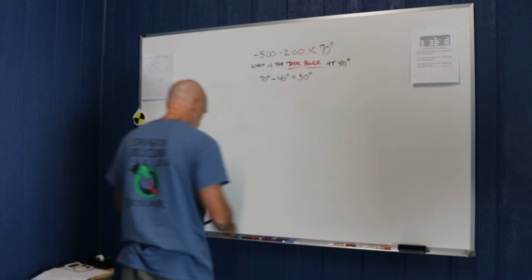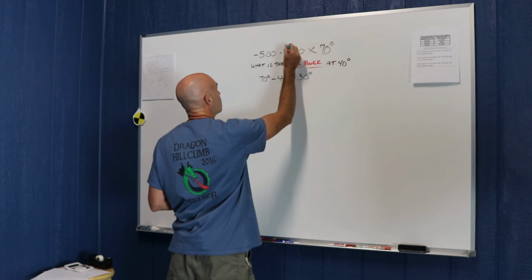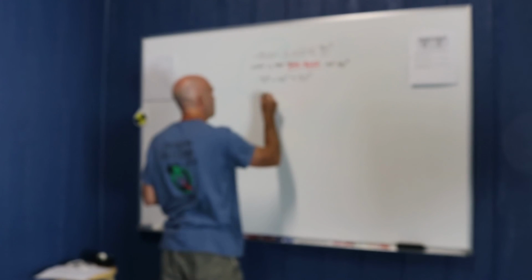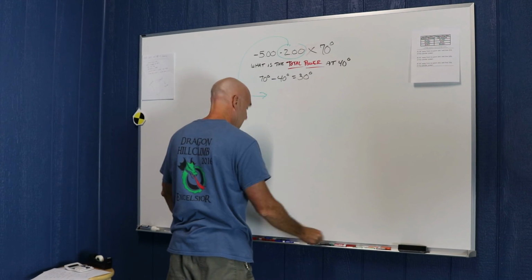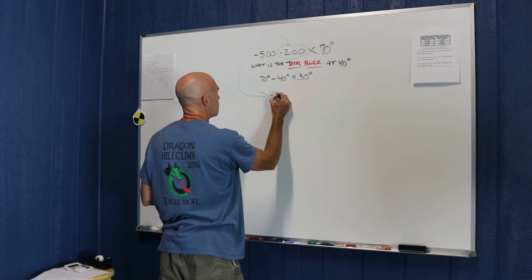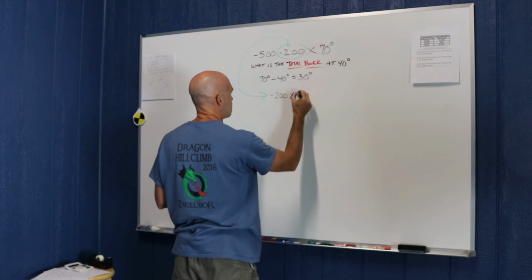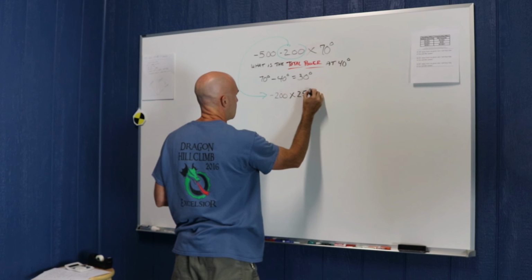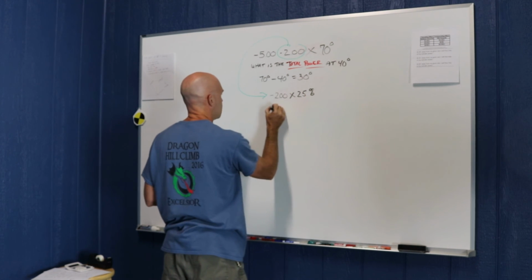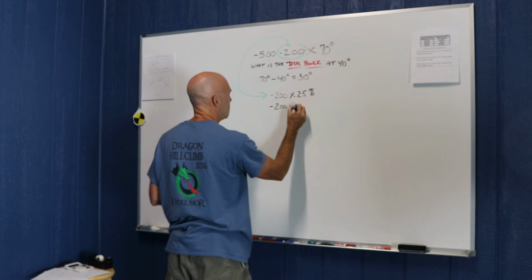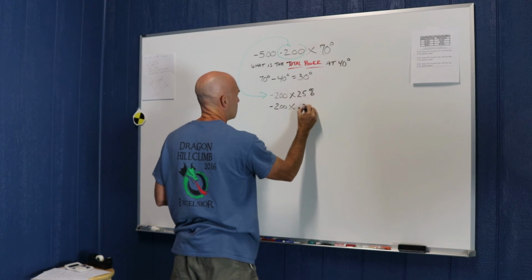What is our cylinder power? Cylinder power is minus 2. So we're going to bring our minus 2 down here. Minus 2 times 25% is minus 2 times 0.25.